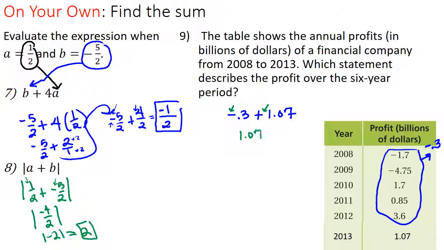So since these are different signs, what we can do is treat it like normal subtraction and take 1.07 minus 0.3. So we need to add that 0 to fill that hole. 7 minus 0 is going to be 7. 0 cannot take away 3, so we need to borrow. This is going to become 0. This is going to be 10. 10 minus 3 is going to be 7. And we're going to bring down our decimal place. And so we have 0.77 as our profit over this 6-year period. And this is in billions of dollars.